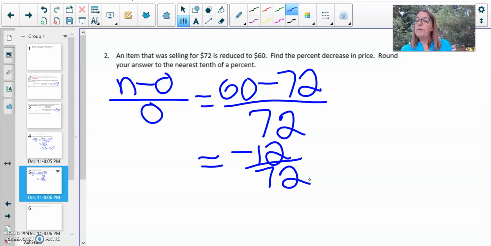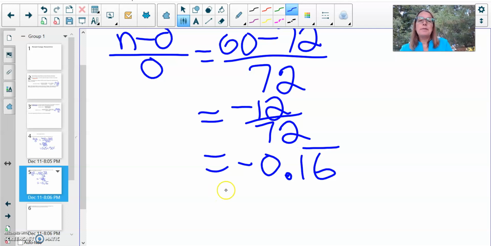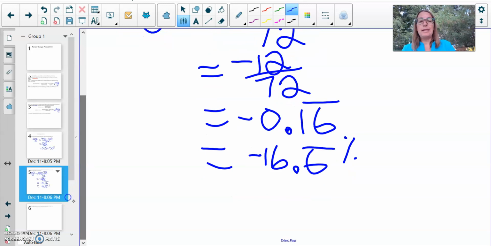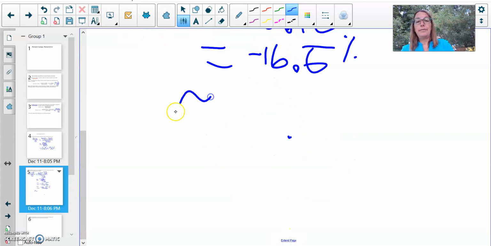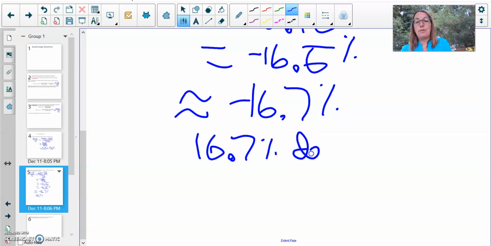So I'm getting negative 16 hundredths with the 6 repeating. As a percent, that would be negative 16 and 6/10 repeating percent. The negative is telling me it's a percent decrease. Now they tell me to round my answer to the nearest tenth of a percent. So my rounded answer would be negative 16 and 7/10%. And the negative is telling me that this is a percent decrease. So it's a 16 and 7/10% decrease.